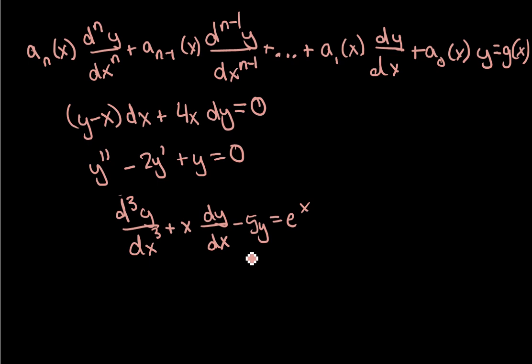We should also notice that the coefficients are functions of the independent variable. In this one, y minus x is a function of x, and 4x is also a function of x. And this is again a function of x, and this is another function of x with the derivative of y. And y has to always be a power of 1. It cannot be a power of 2 or 3, like y squared or y cubed.